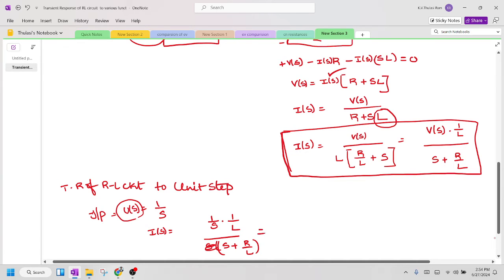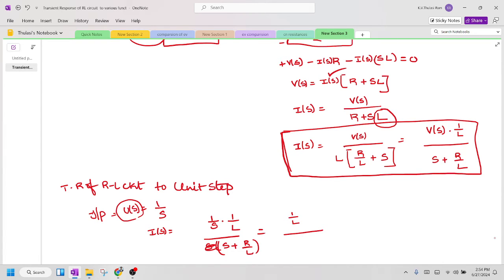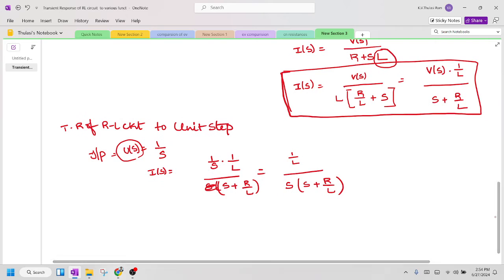So now this I can write down, here it is 1 by s. Let's come to the numerator, you can write it as 1 by L divided by 1 by s; when it comes to the denominator, this is s into (s plus R by L). You can see here, we still need to solve this equation by using the partial fractions method.